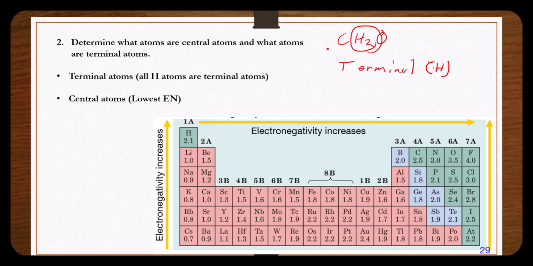So from there, we need to determine which atom is a central atom between the carbon and the oxygen. Looking at the electronegativity chart, we can see that oxygen is much more electronegative than carbon. So carbon would be the atom in the formula that is the least electronegative. So we can put that in the central atom category. And oxygen we can put up here in the terminal atom category.